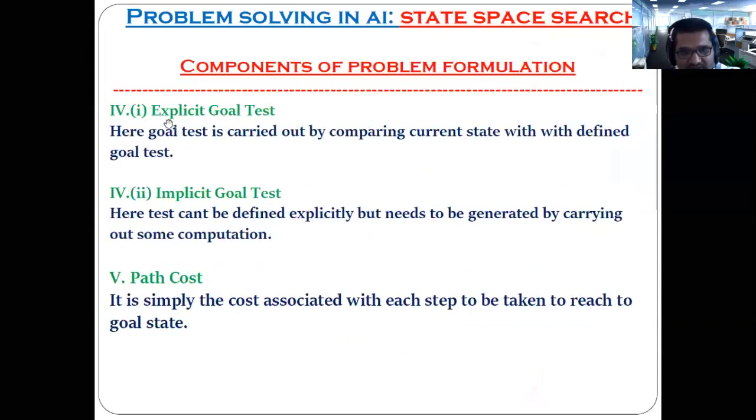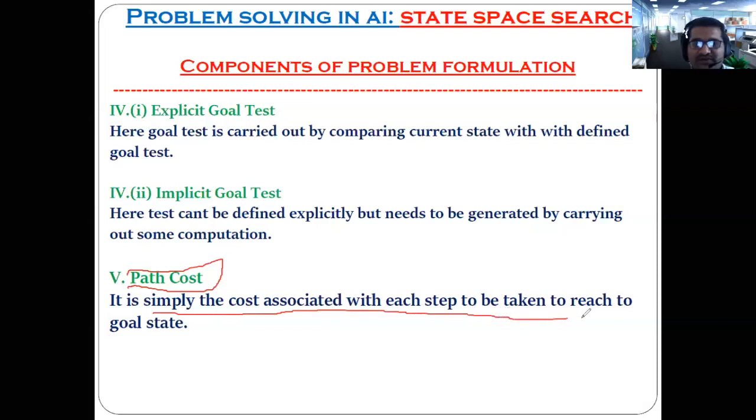Now before we see this example of explicit and the implicit goal test, we have the last component of the problem formulation, that is what? Path cost. It is being calculated with the help of the cost function, and it is simply the cost associated with each step taken to reach the goal state. That is nothing but your path cost. Understood. So all the components formulate the problem. The problem formulation is done using all these five components. Got the point? Yes, sir.